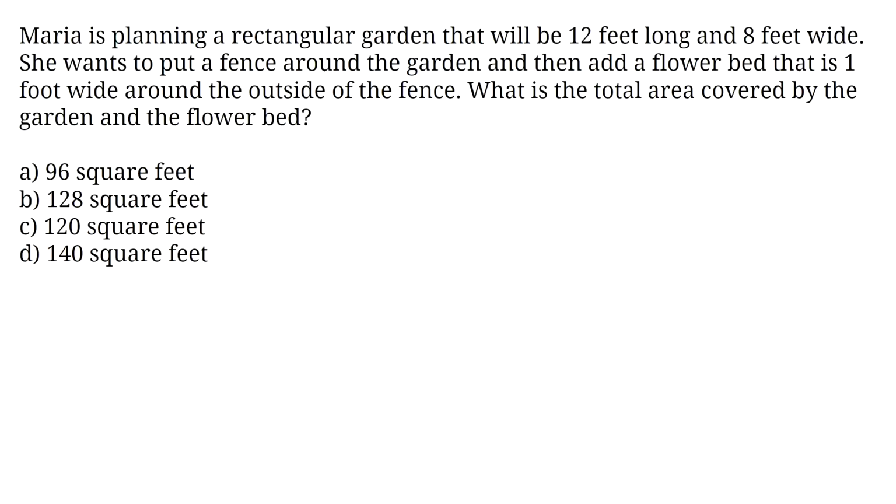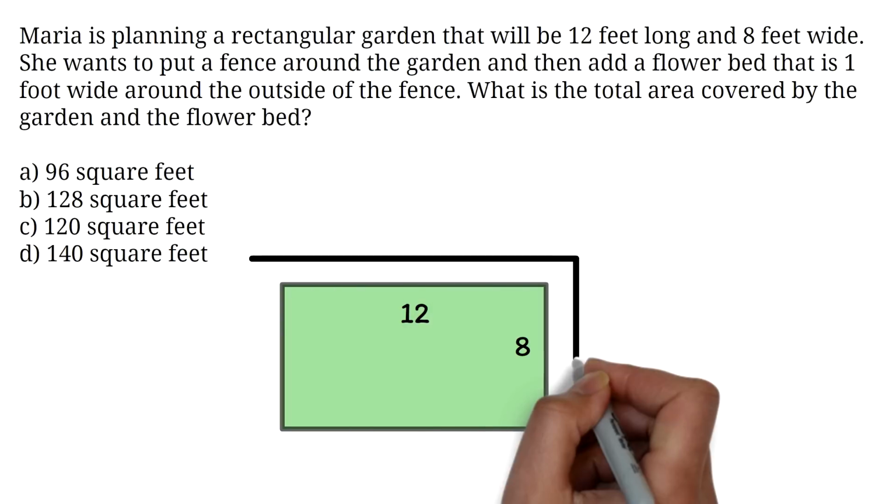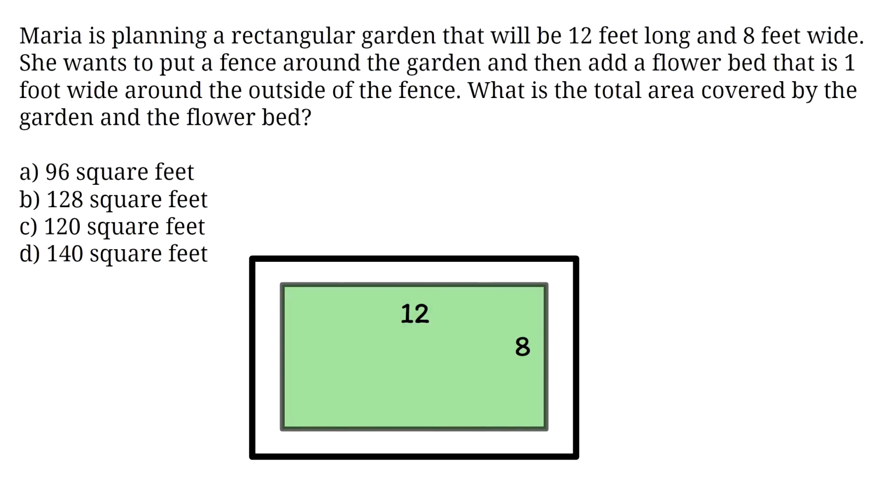For GED geometry questions like this, it's important to have a diagram or a pictorial image of what the question is about. We have a rectangular garden that is 12 feet long and 8 feet wide. We want to put a fence around the garden and then add a flower bed that is 1 foot wide around the outside of the fence. This is the 1 foot bed. We know that area is length times width. All formulas are given on the GED, so no need to memorize anything.